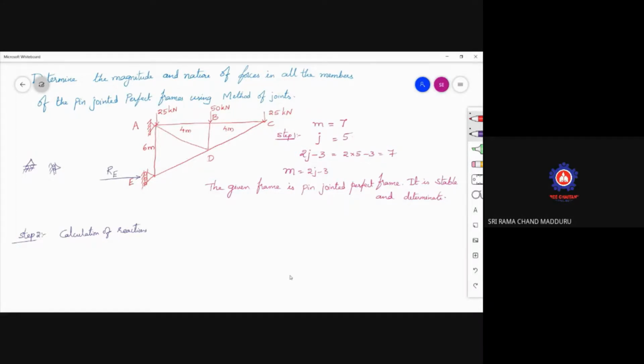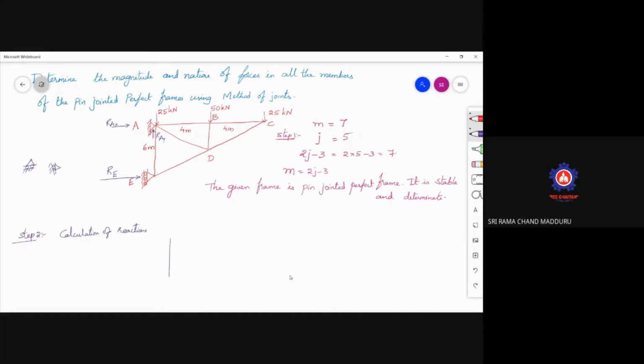I'm not writing REX and REY. Why? Because here it is RE only, because the reaction is only in one direction. There is no force along the other direction. Whereas coming to A, it is a hinged support. So here the reactions are RAX as well as another force, the vertical force RAY. So we draw the free body diagram to calculate the reactions.